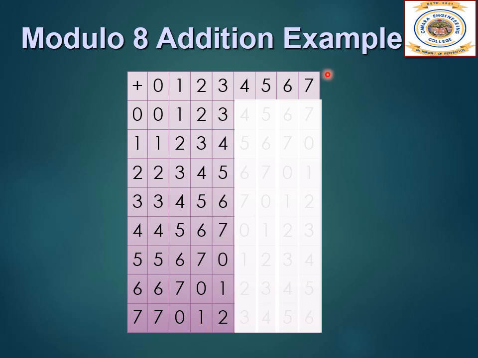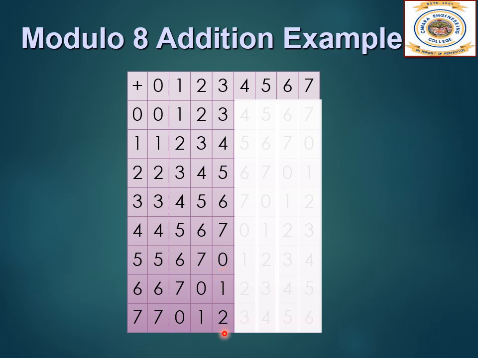So here 3. 3 and 0, 3. 3 and 1, 4. 3 and 2, 5. 3 and 3, 6. 3 and 4, 7. 3 and 5, we get 8. So, mod 8, 0. 3 and 6, 9. 9 mod 8, 1.